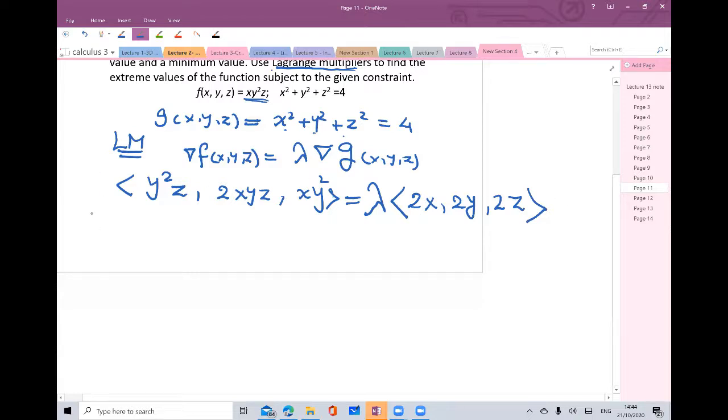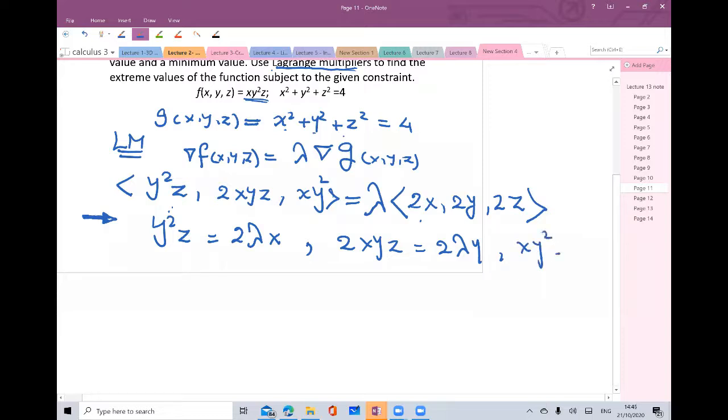I'm gonna put my equations and solve the system of equations that I'm gonna obtain. First equation: equate corresponding components, right? The x component gives y squared z equals 2 lambda x. The second one, 2xyz, gives 2 lambda y, and xy squared gives 2 lambda z. So this is equation 1, equation 2 and equation 3.